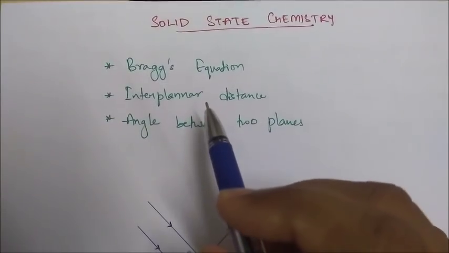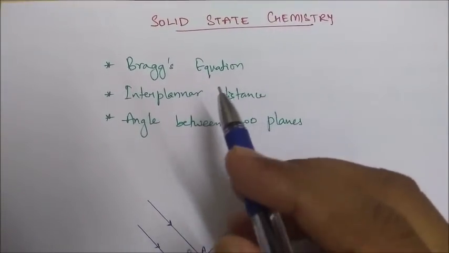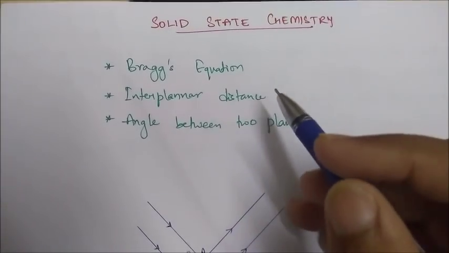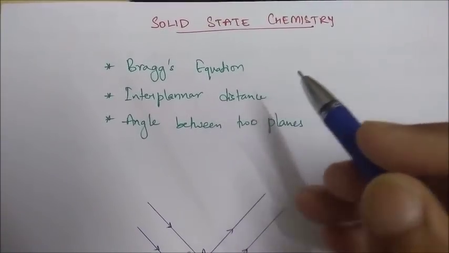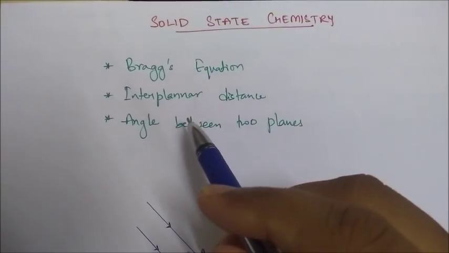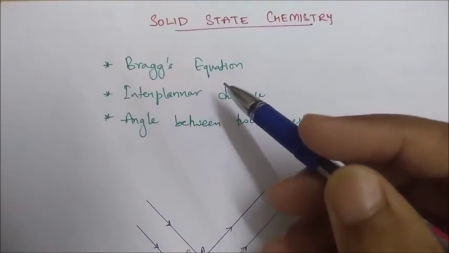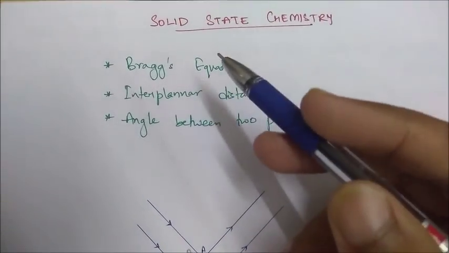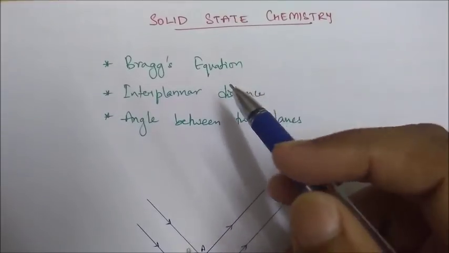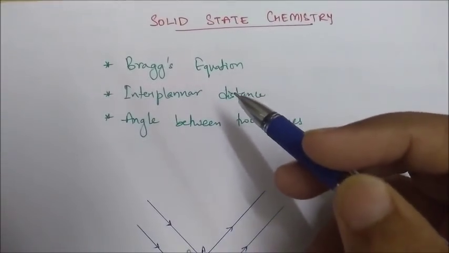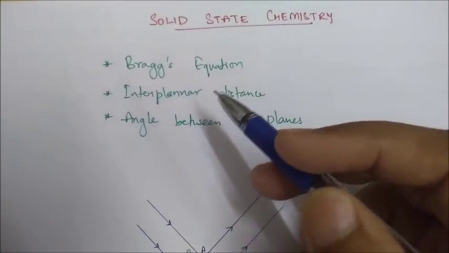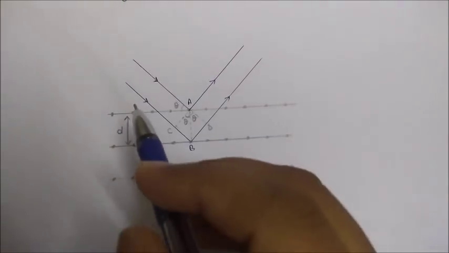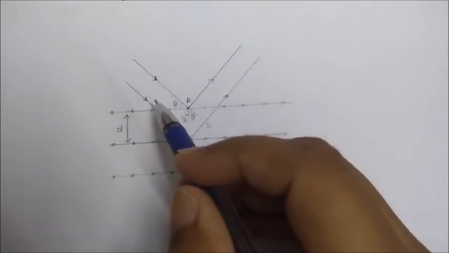For a person who is already in touch with physics and mathematics, solid state chemistry is quite easier. But for those who are from a non-mathematical background, it is quite difficult to solve, as trigonometry is involved. So I'll try to explain each and every aspect of it, so please watch this video carefully, and let's start with it. Okay, so we will start from Bragg's equation.